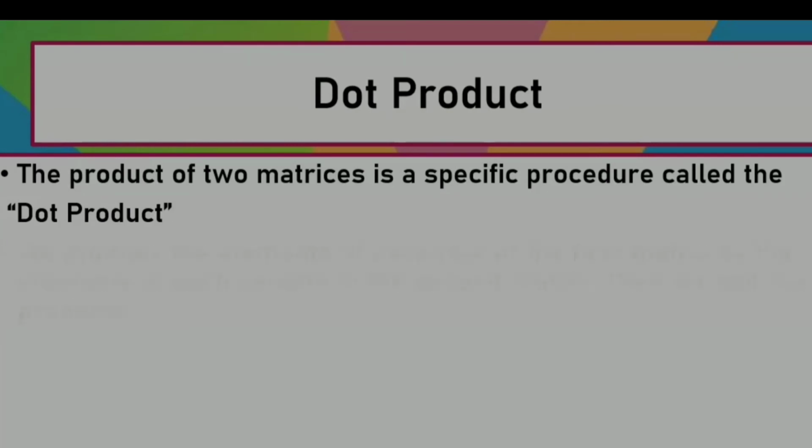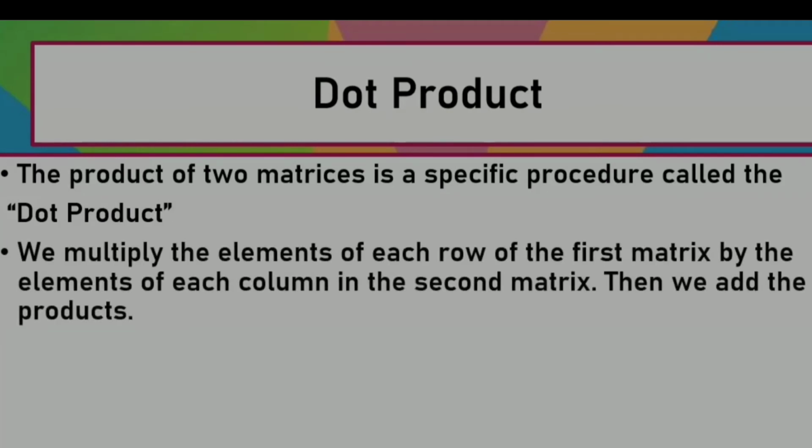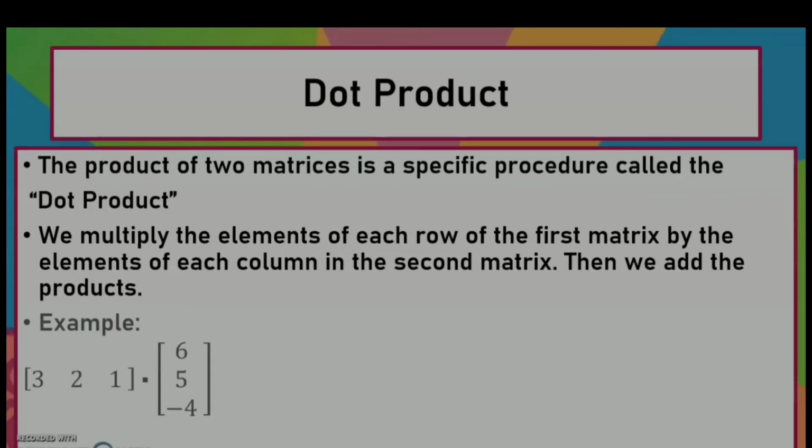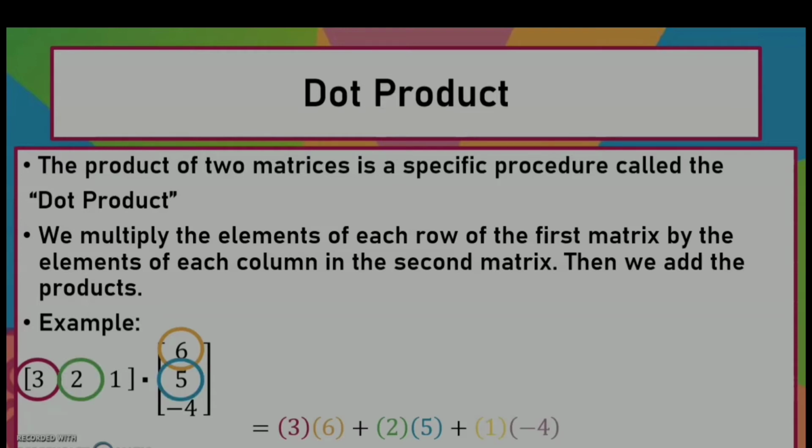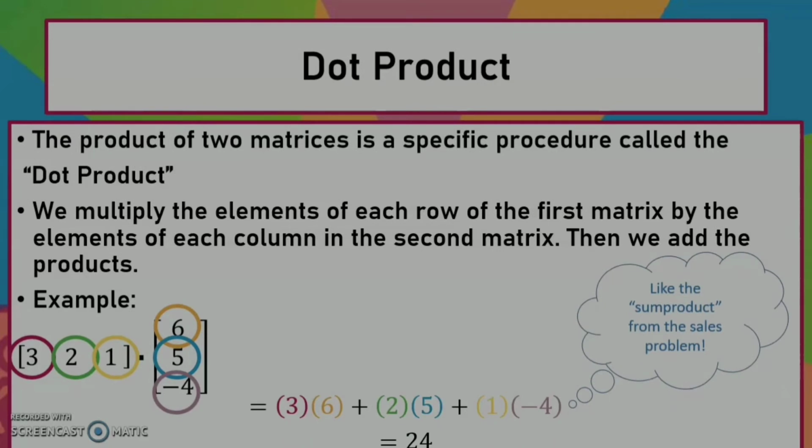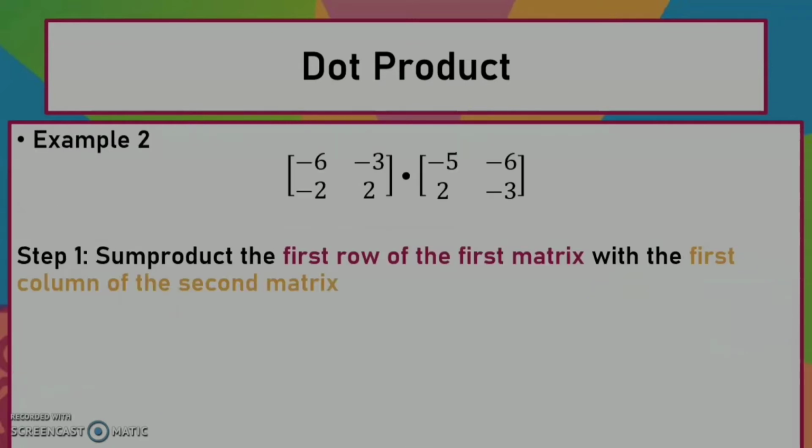In a dot product, we multiply the elements of each row of the first matrix by the elements of each column in the second matrix. Then we add the products. So this 1 by 3 multiplied by a 3 by 1 ends up looking exactly like the sum product that we did with the store example. Calculating the dot product of bigger matrices gets a little more complicated, but it hinges on the same concept of the sum product.